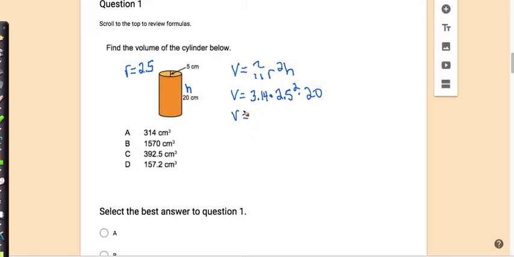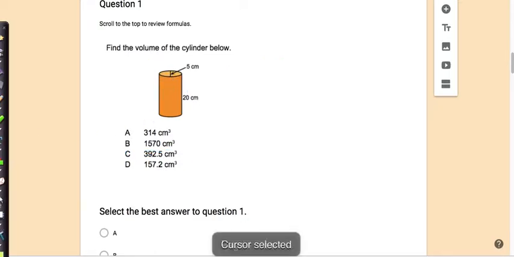Now at this point, it's just the calculator, so I type in 3.14 times 2.5 squared times 20, and I hit equals, and I get 392.5 centimeters cubed. So you should have selected choice C. So hopefully if you got this wrong, you now know why. It's probably because you forgot to divide the diameter by 2. Okay, let's look at question 2.